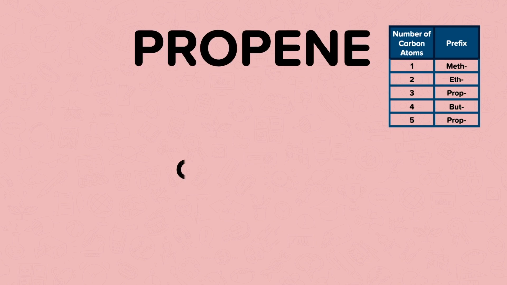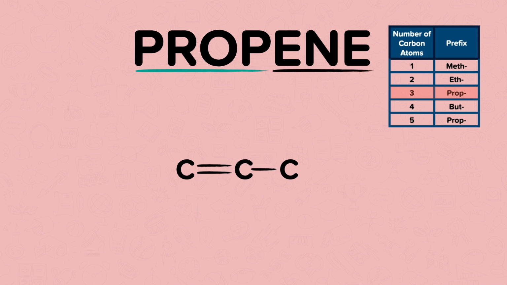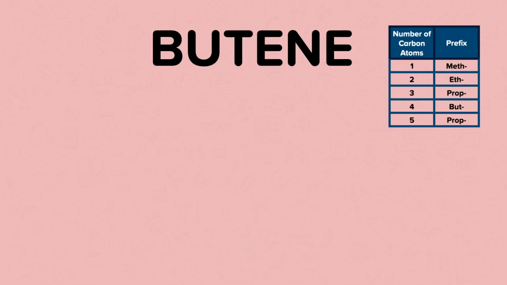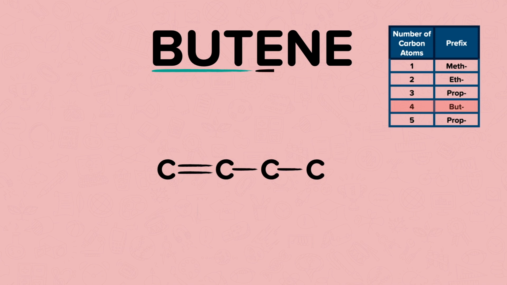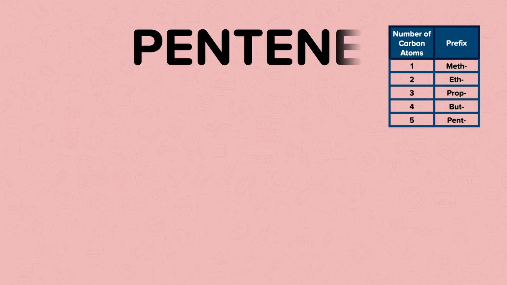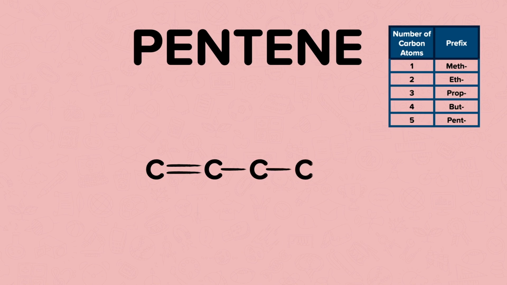Propene is an alkene containing 3 carbon atoms with a double bond between 2 carbon atoms. So it starts with prop and ends in -ene. Butene is an alkene containing 4 carbon atoms and a double bond, so it starts with bute and ends in -ene. Pentene is an alkene containing 5 carbon atoms, and there is a double bond present, so it starts with pent and ends in -ene.